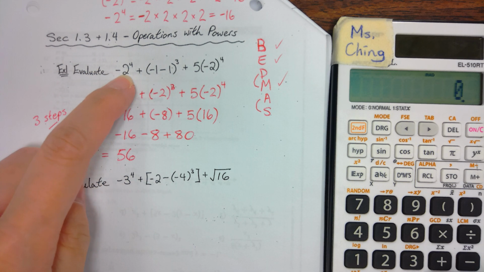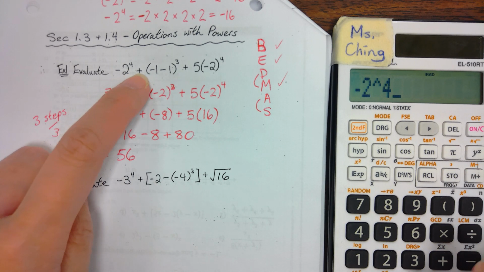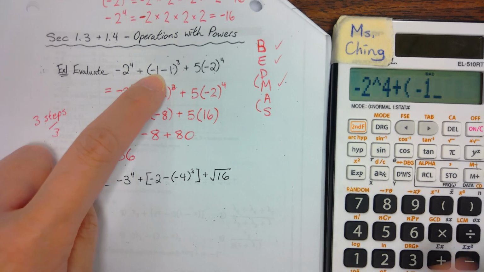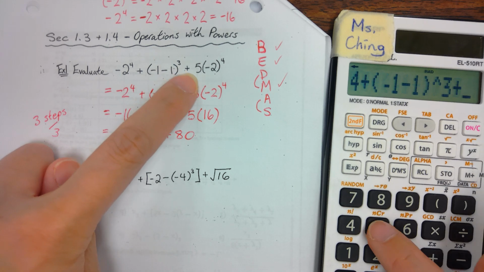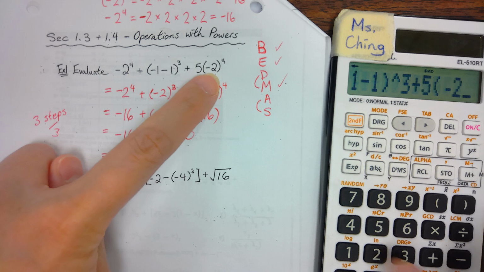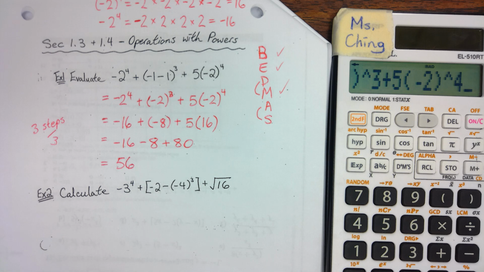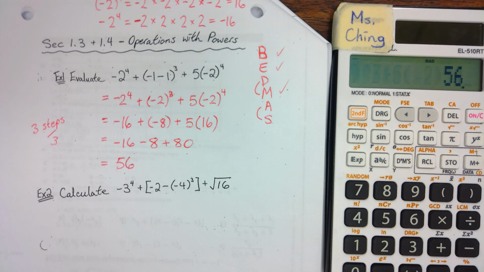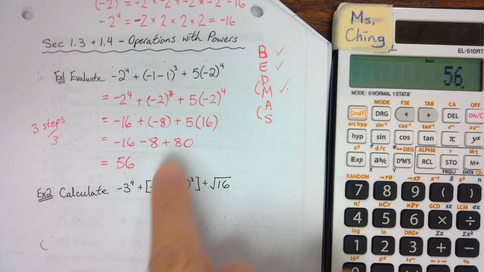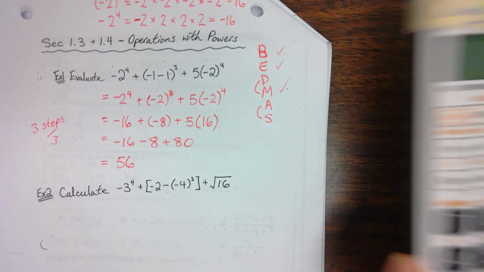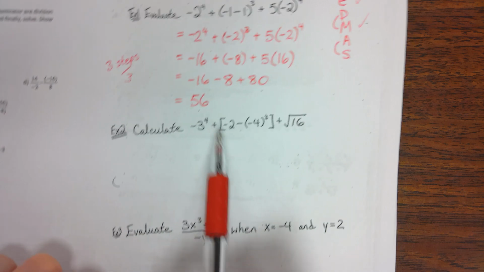So I'm going to go back to my original question, negative 2 to the exponent 4 plus bracket negative 1 minus 1 close the bracket to the exponent 3 plus 5 times negative 2 in brackets to the exponent 4. Okay, if I did all my math correctly and I punched in the numbers correctly, I should get the same answer. If I don't, double check your work. So you should be getting close to perfect on the test. Okay, let's try example 2.